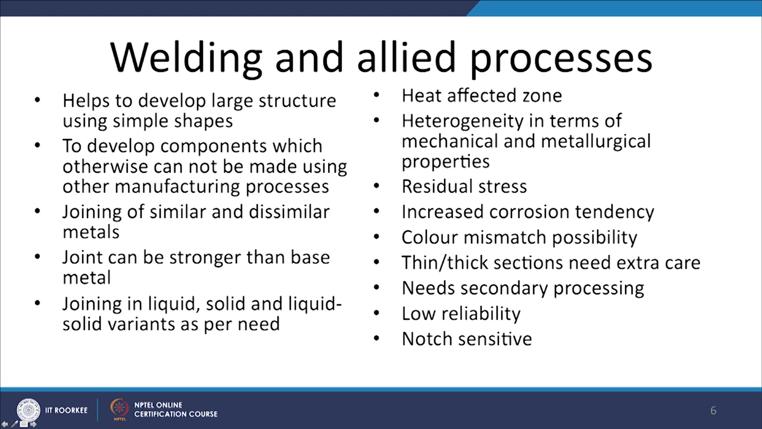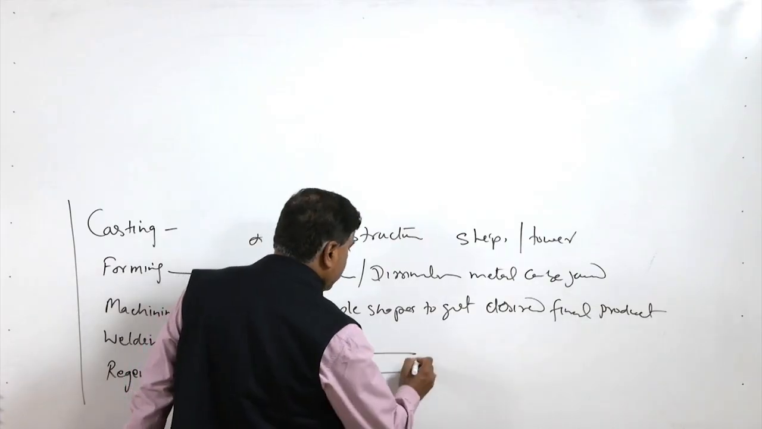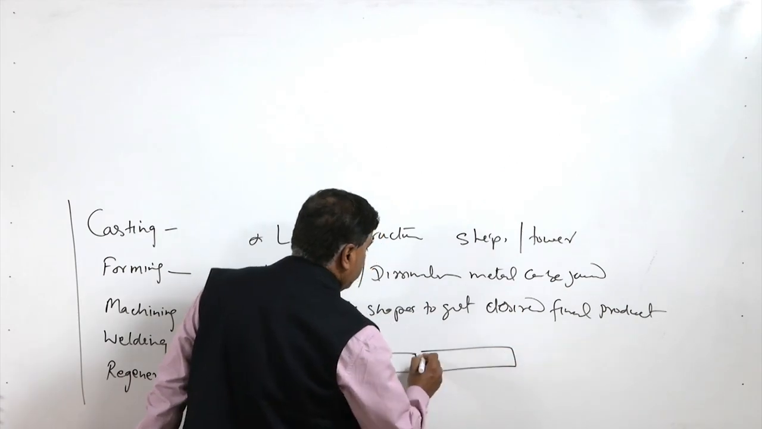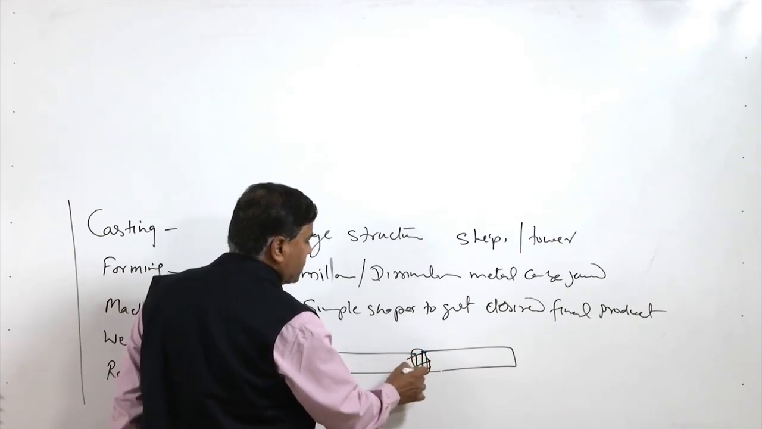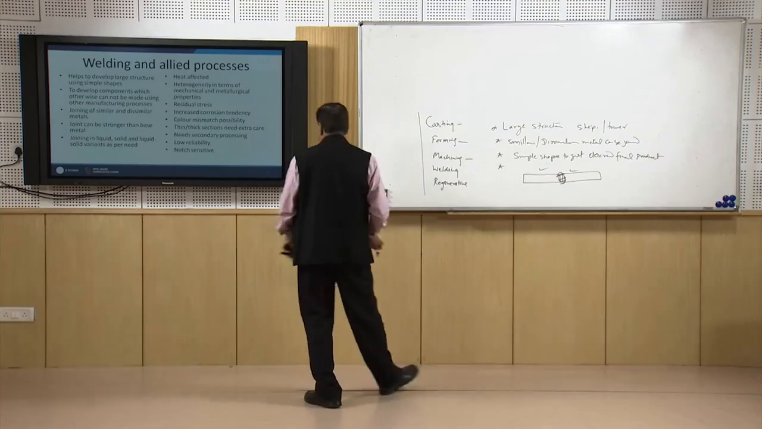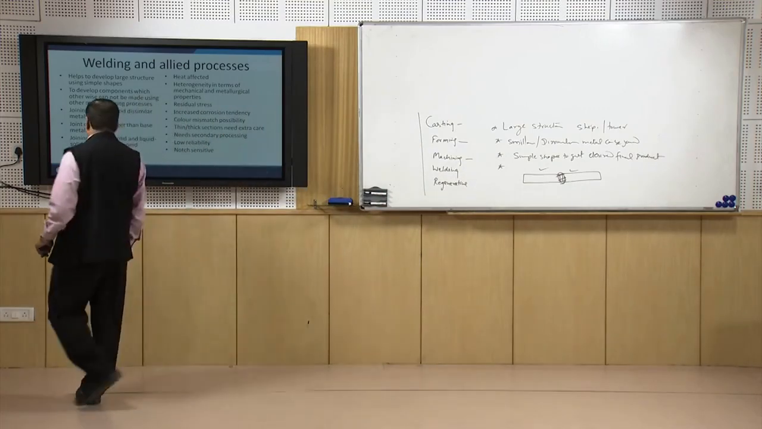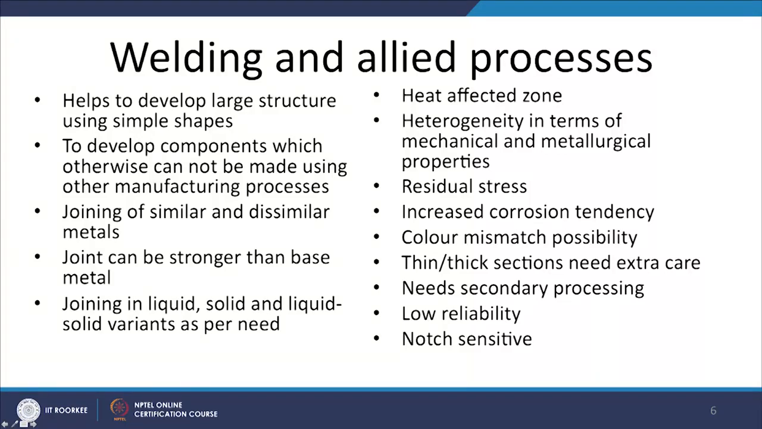If we think that the joint will be weaker, the fusion welding processes or the solid state joining processes may allow a connection between the two which is even stronger than the base metal. So, it will perform as good as the base metal, except that in some cases a heat affected zone is produced. That needs to be taken care of, and there are various variants of the joining processes like liquid, solid and liquid-solid variants. As per the requirement, the suitable variant can be selected so that the joint can be made.